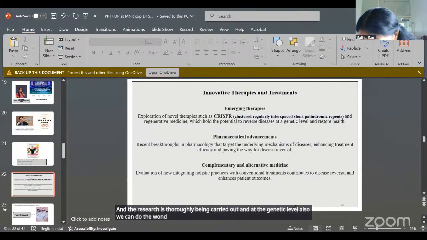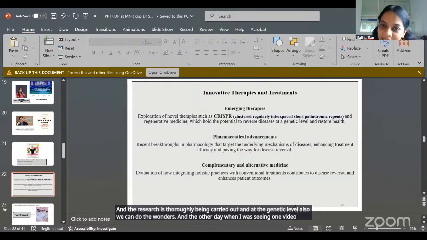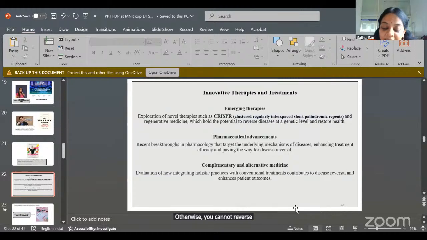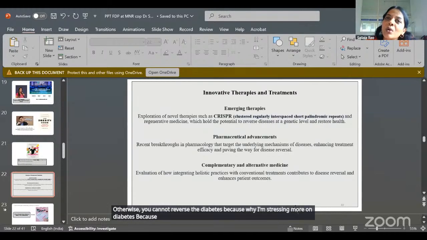The other day I was watching a video where a doctor-cum-nutritionist was explaining that diabetes is no more a genetic disease. Actually, it is not a disease. Diabetes is only a disorder. It is not a genetic disorder, otherwise you cannot reverse diabetes. Why am I stressing more on diabetes? Because India is going to occupy the first place very soon, and Hyderabad will be more and more on the top.